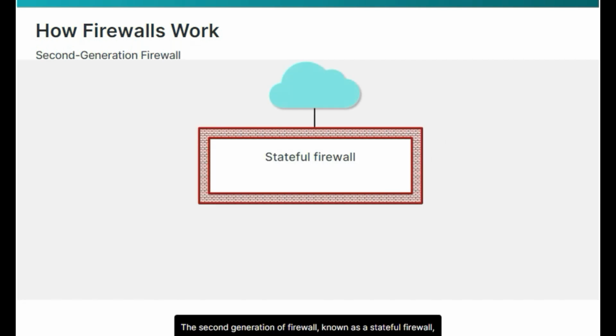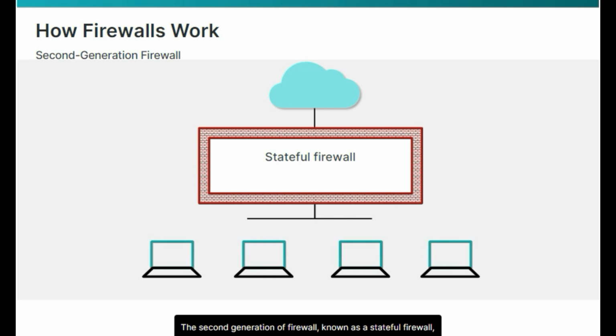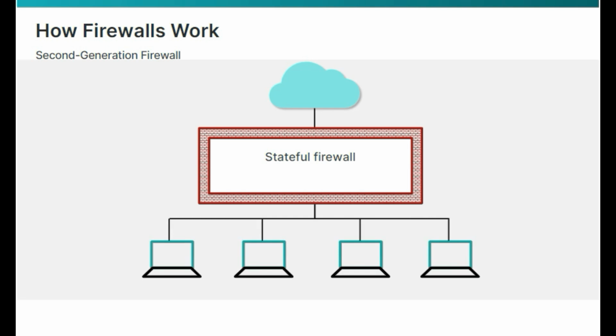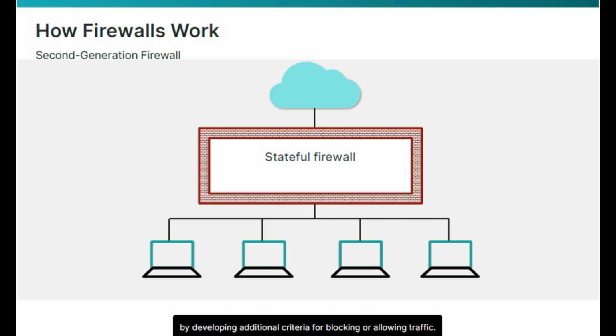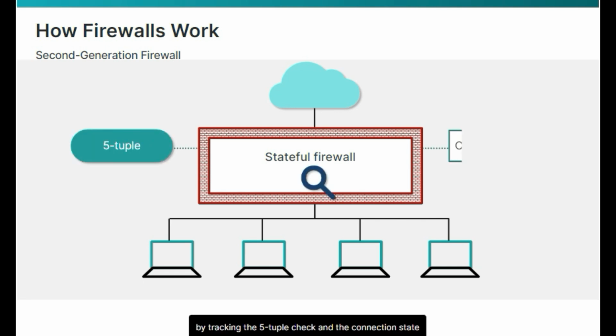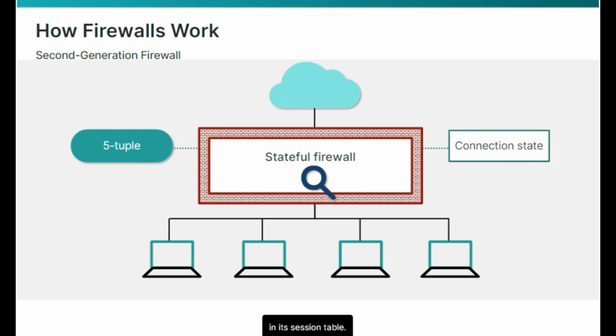The second generation of firewall, known as a stateful firewall, offsets the limitations of the stateless firewall by developing additional criteria for blocking or allowing traffic. A stateful firewall is designed to observe the network connections over time by tracking the 5-tuple check and the connection state in its session table.